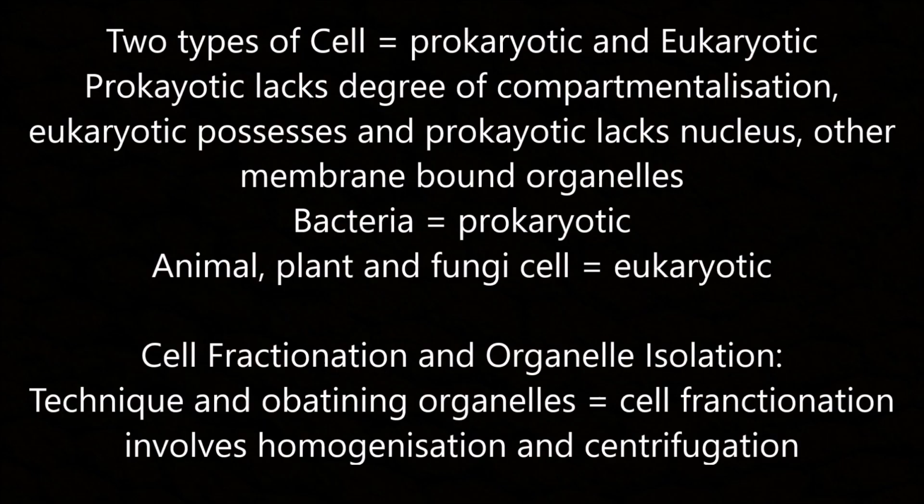There are two types of cell, prokaryotic and eukaryotic. Prokaryotic cells lack a degree of compartmentalization, while eukaryotic cells possess it, and prokaryotic cells lack a nucleus and other membrane-bound organelles. Bacteria are prokaryotic; animal, plant, and fungi cells are eukaryotic. Organelle isolation: a technique for obtaining organelles is cell fractionation, which involves homogenization and centrifugation.